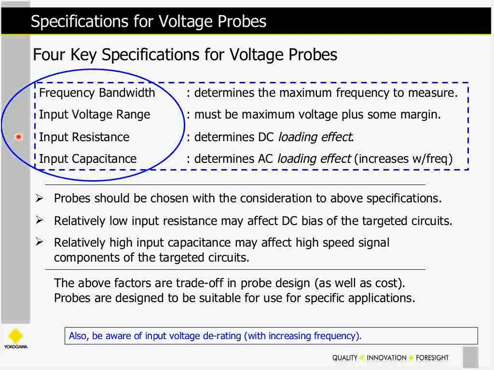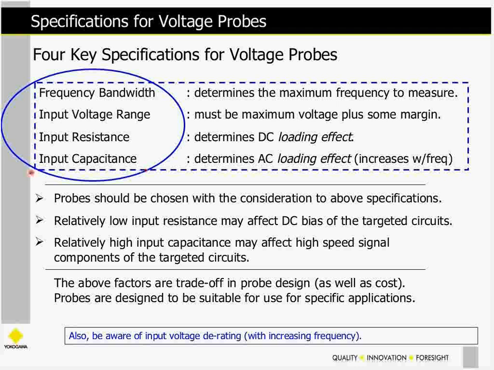As an example, a 10-to-1 probe often has 10 mega ohm input resistance. And sometimes we give that some thought. That determines the DC loading effect. Does it make my device under test signal just a little bit smaller? And the answer is yes, it does. In the case of 10 mega ohms, not much.